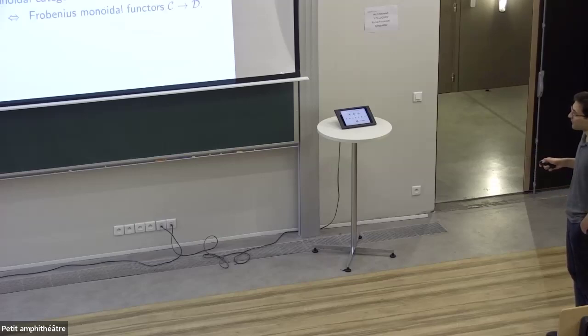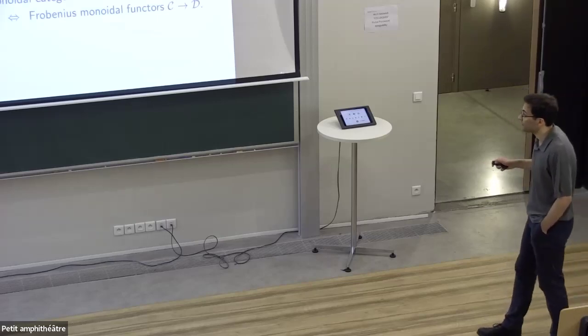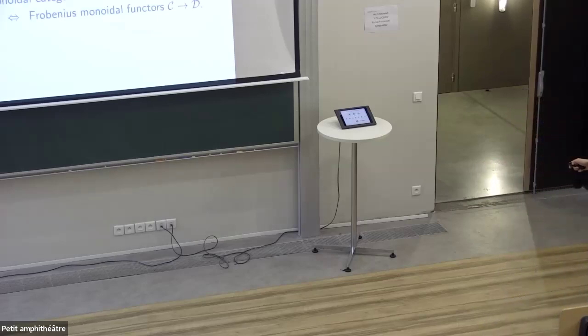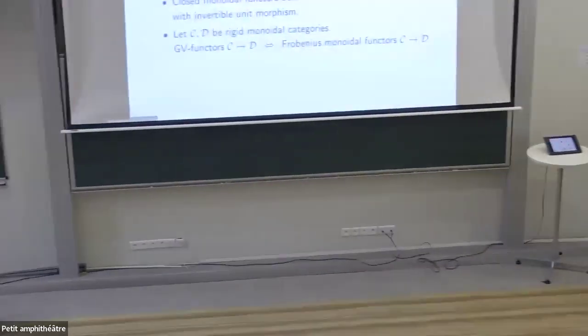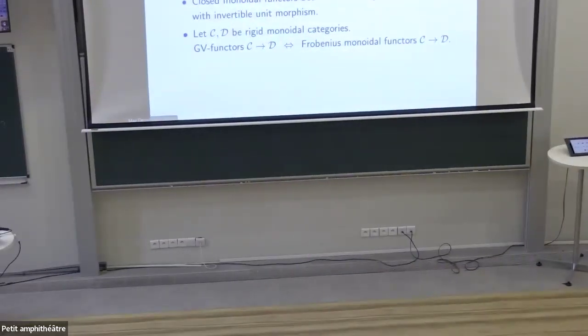Now, if we have two rigid monoidal categories, this is maybe the framework most people are familiar with, then a GV functor from C to D corresponds precisely to something which is called a Frobenius monoidal functor. I mean, a few people in the audience know what that means. These are some sort of multi-object Frobenius algebras. That's all I want to say about this.